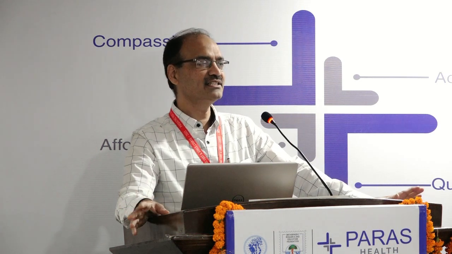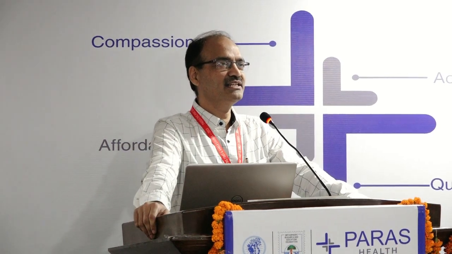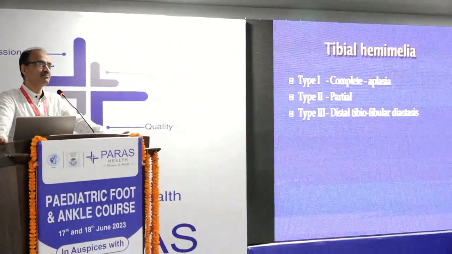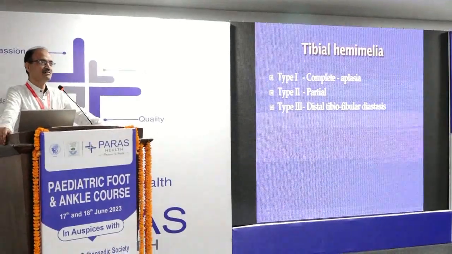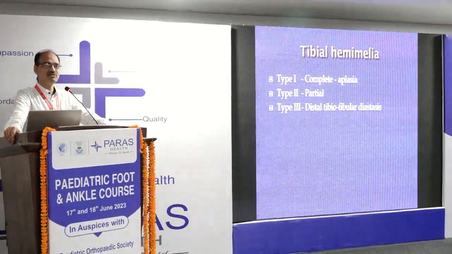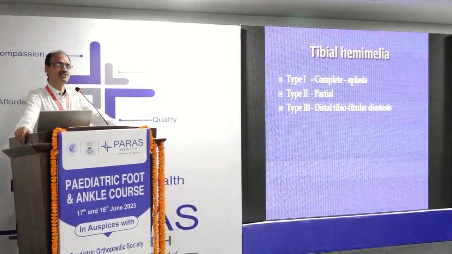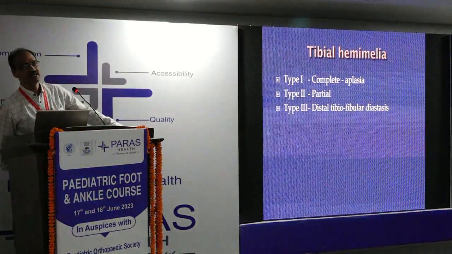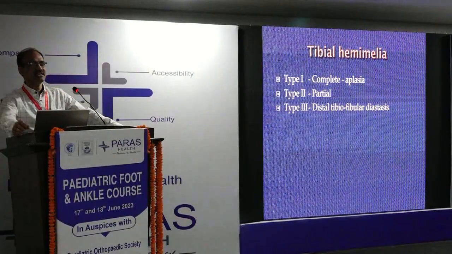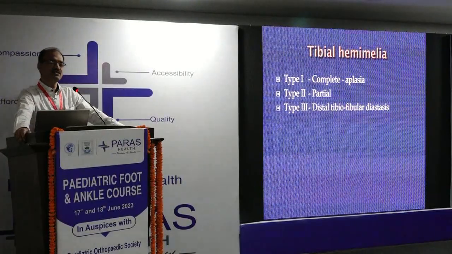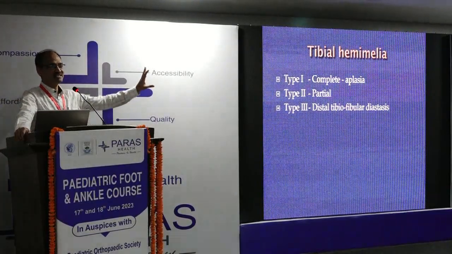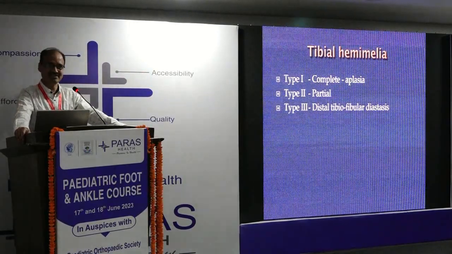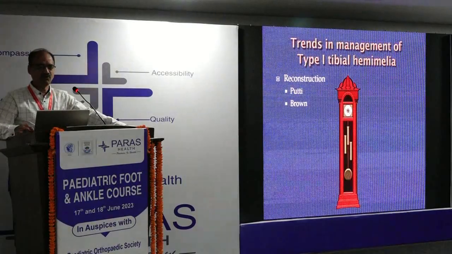By and large, for the tibial hemimelia there are various classifications, but do not get confused by that. We use a very simple classification: whether the tibia is completely absent, partially absent, or whether there is a diastasis between tibia and fibula. There are multiple classifications, Kalamchi, Weber, Jones. I am not going into detail. What is common is whether it is completely absent, partially absent, or distal tibia-fibula diastasis. This is very simple to follow.